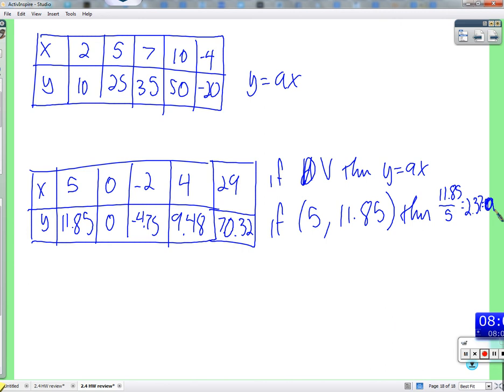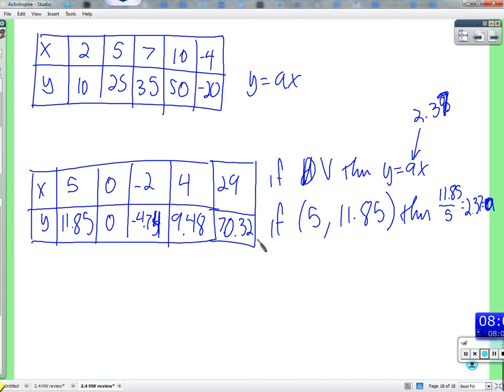And if it's direct variation, this should be 2.37 always for every x to get to every y. Does it work for 0? 0 times 2.37? Negative 2 times 2.37? Nope, you get negative 4.74. Okay, I'll fix it. Now is it better? Yeah. How about now? 4 times 2.37? It works. 29 times? It doesn't work. Oh, it doesn't work. What do you get here?